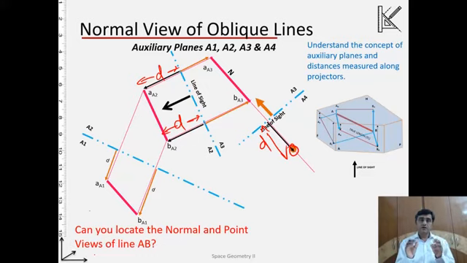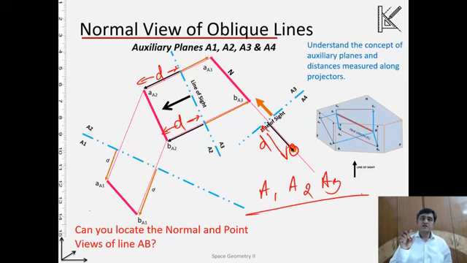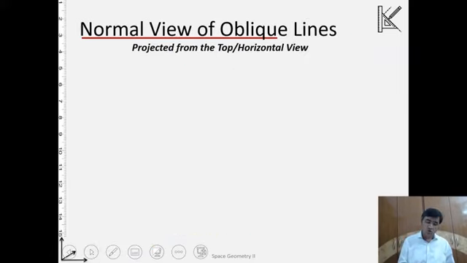So this is how we could generate also the point view. Make it clear what is the meaning of A1, A2, A3. In general, A3 is the auxiliary plane where we are generating a view. A2 is from where we are drawing the projectors. A1 is from where we are taking the distances. We will take this same and we'll try to solve one more problem.